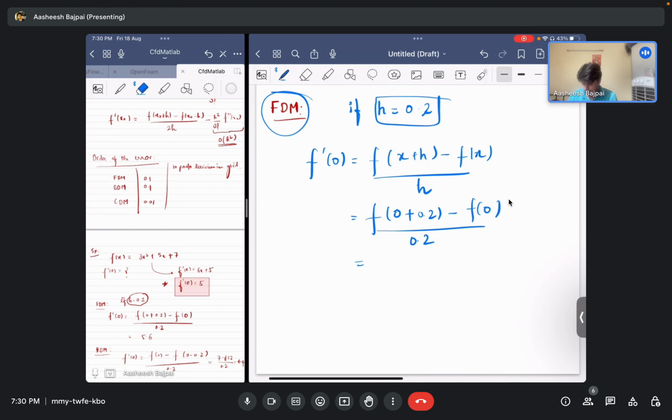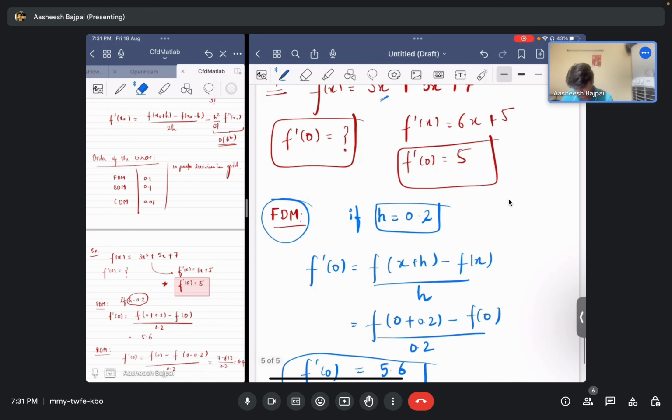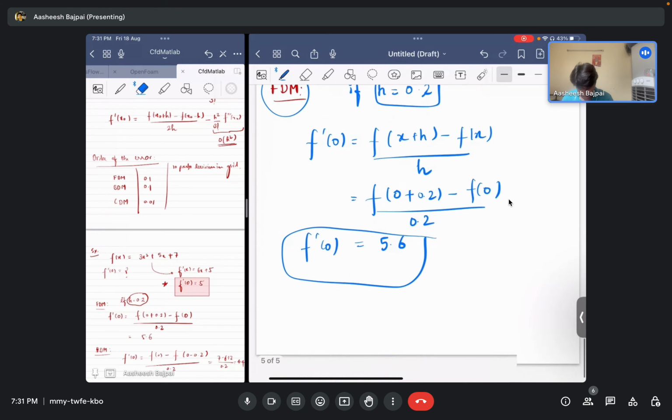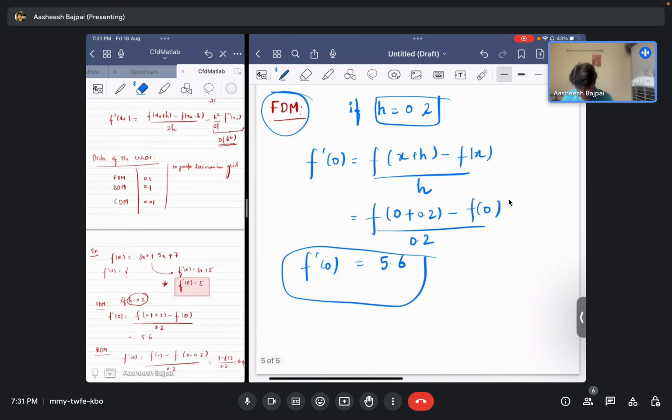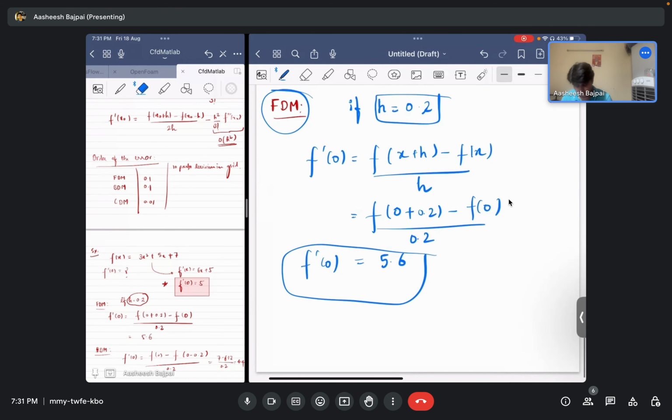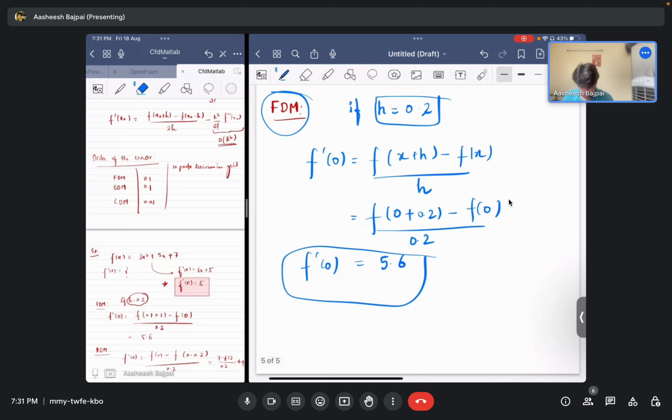Okay, let me directly tell you the answer is 5.6. You can directly put this 0.2 in this equation and calculate. f0 you can put, it will be 7, and divided by h, which is 0.2, gives 5.6. How far is it from the actual value? It is 0.6.